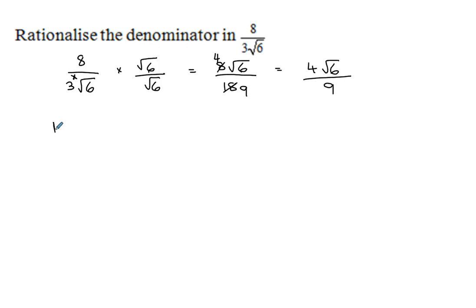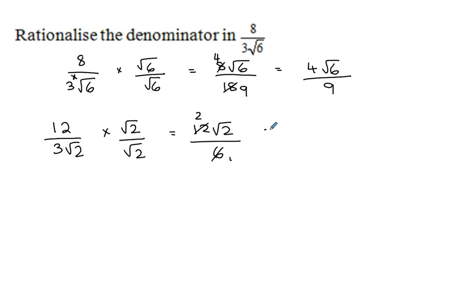If we had 12 over 3 surd 2, we'd multiply by surd 2 over surd 2 equals 12 surd 2. And then surd 2 times surd 2 is 2. 2 times 3 is 6. And you can see that they can both go into 6. 1 of those, 2 of those, and you just have 2 surd 2.